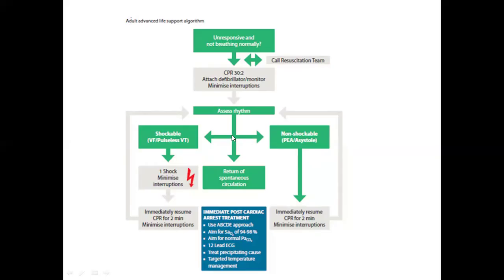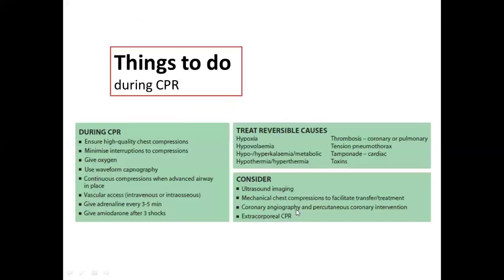So what is the place of amiodarone in cardiac arrest? That is on this side only, right? After the third shock, on the shockable side, we give amiodarone once. After the fifth shock on this side, we give the second dose of amiodarone, right? Going forwards again, what are the other things we should do during the CPR?